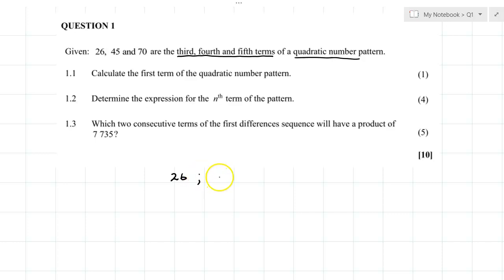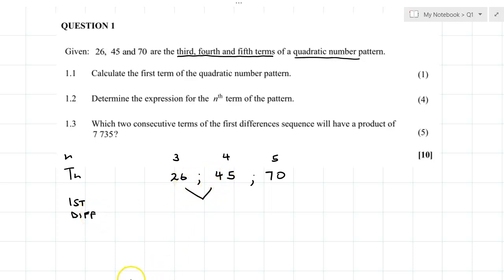This is the third term, that's 45. Second, that's the fourth term. And then we've got 70. So basically this is Tn, and that is n. So we've got the third term, fourth term, and the fifth term. We know that this is a quadratic number pattern, and in a quadratic number pattern, the second difference is constant. So therefore, our first difference is going to be a linear number pattern.